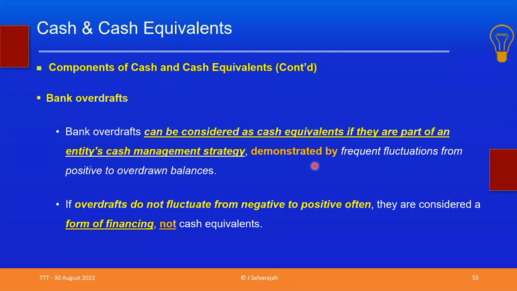I use it to buy certain things. Then when I sell them, the money comes in, the overdraft becomes covered back. And then I buy some more, it goes on again, overdraft, and it comes back. Now, this is a very active thing. If this is the case, they are actually part of the cash management strategy, and they are considered cash equivalent. Overdraft is cash equivalent.